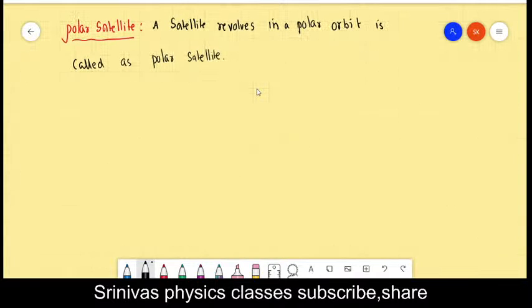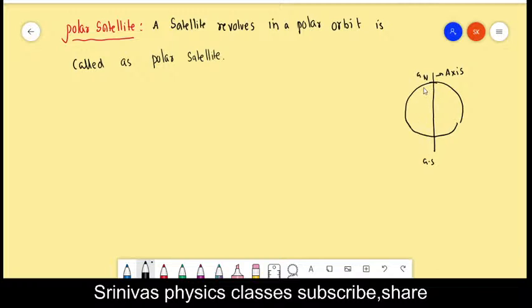It will revolve around the poles. How will it revolve? Let us discuss with the diagram. Okay, this is the Earth. Up to 7 o'clock, I will continue the class. This is the axis of the Earth. Earth has two poles, north and south, right? This is the geographical north and this is the geographical south.